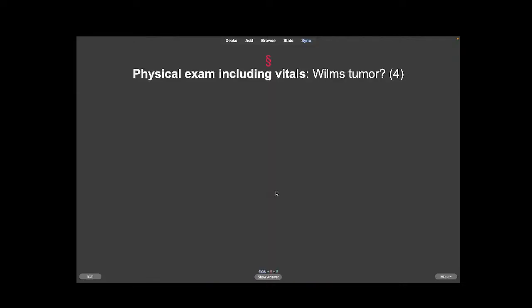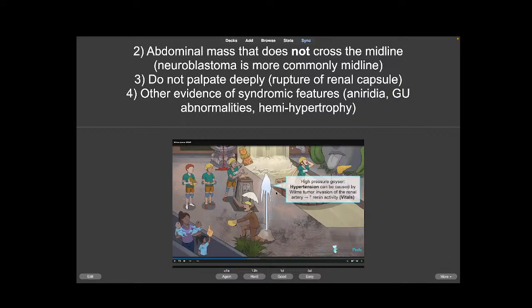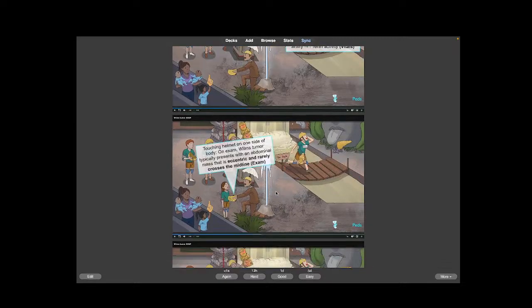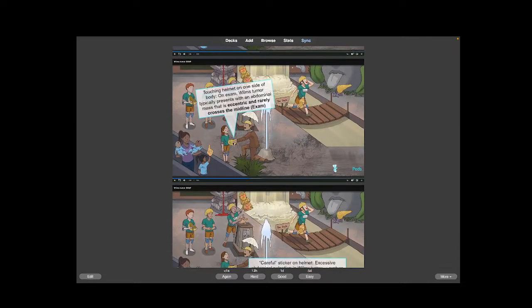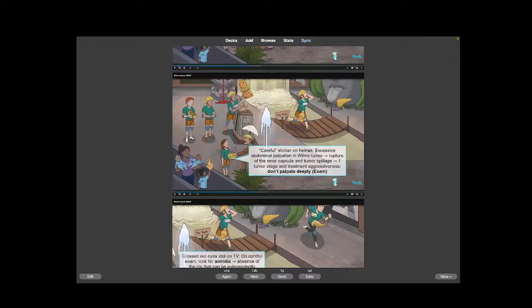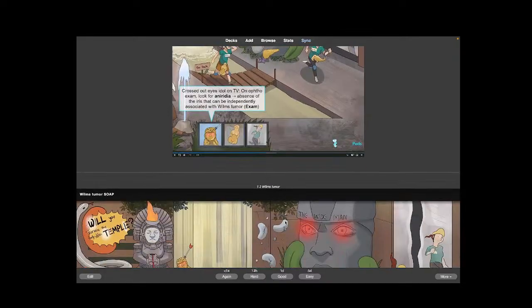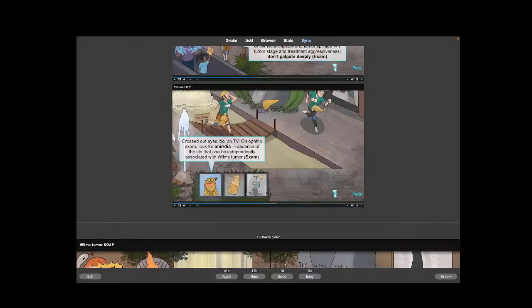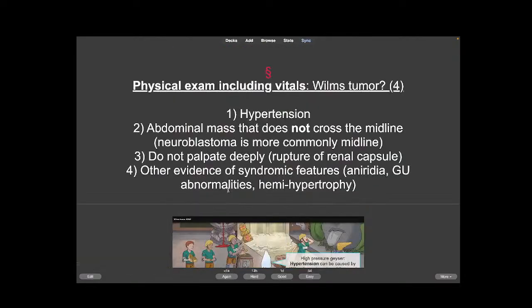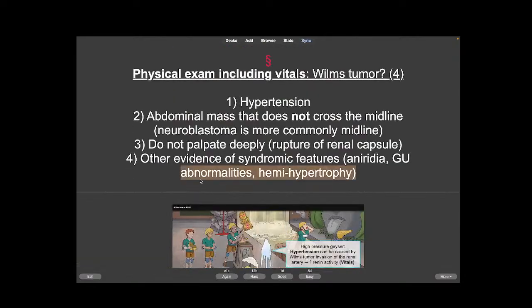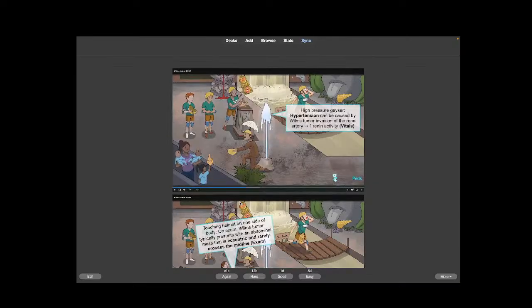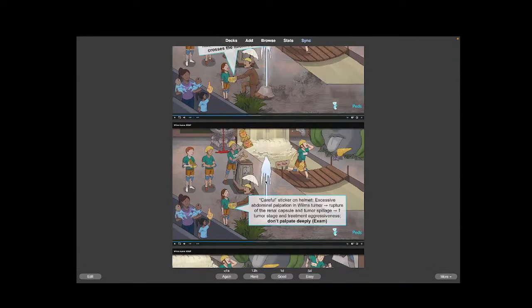Wilms tumor. What are we looking at? We're looking at hypertension. Nice. Looking at some eccentric mass that rarely crosses the midline. That's kind of weird. I'm not going to remember that. Careful. Okay, don't palpate too much. Aniridia. We have Beckwith-Wiedemann, and we have this one. I think it's just pseudo. No, what is this called? Come on. Hemihypertrophy. Oh, they meant hemihypertrophy. Never mind. Oh, that was kind of cool.